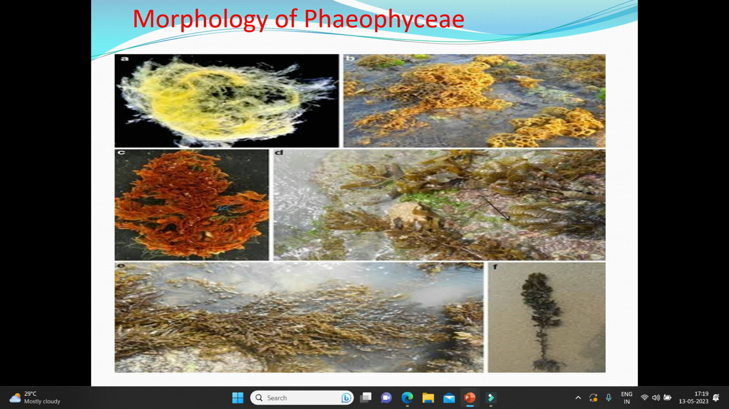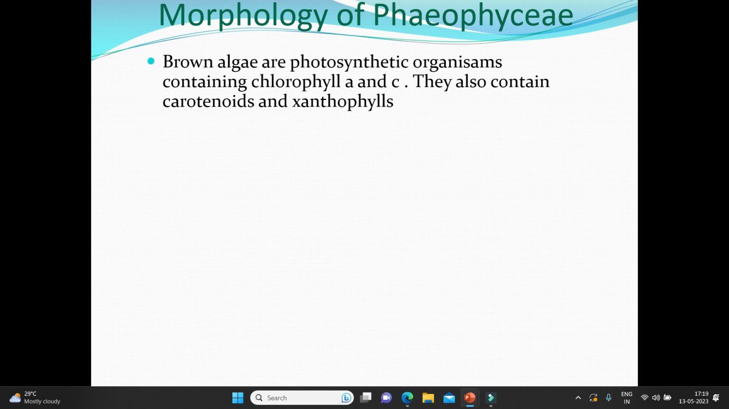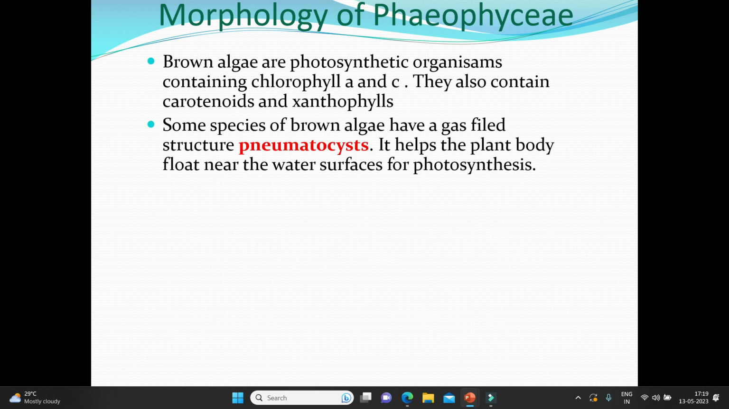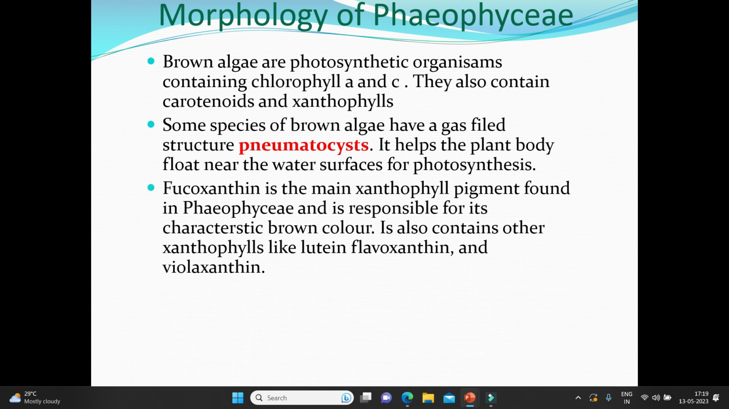So next, these are the morphological features of Phaeophyceae. The brown algae are photosynthetic organisms containing chlorophyll a and c, and they contain carotenoids and xanthophylls. Some species of brown algae have gas-filled structures called pneumatocysts. Phaeoxanthin is the main xanthophyll pigment, which gives the brown color.